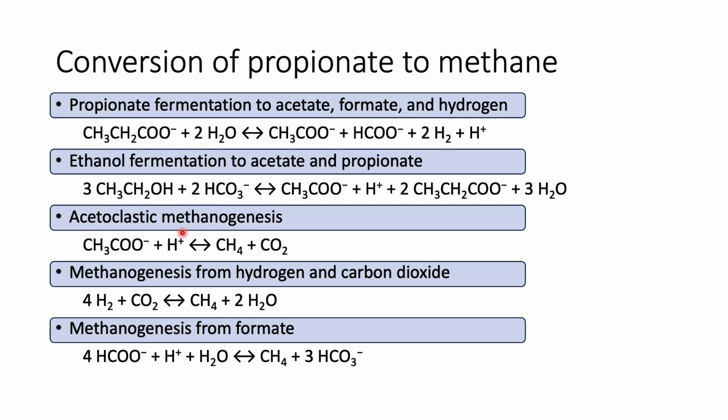In the case of acetoclastic methanogenesis, this reaction we had seen, the formed acetate reacts with the H+ ion to give methane and carbon dioxide. And in the methanogenesis from hydrogen and carbon dioxide, the formed carbon dioxide now reacts with hydrogen to give another methane molecule and water molecule. And finally, the methanogenesis from formate. The formate is actually formed in the first stage. So this formate reacts with H+ ions and water to give methane and again carbonate salt. So this is the overall conversion of propionate to methane.